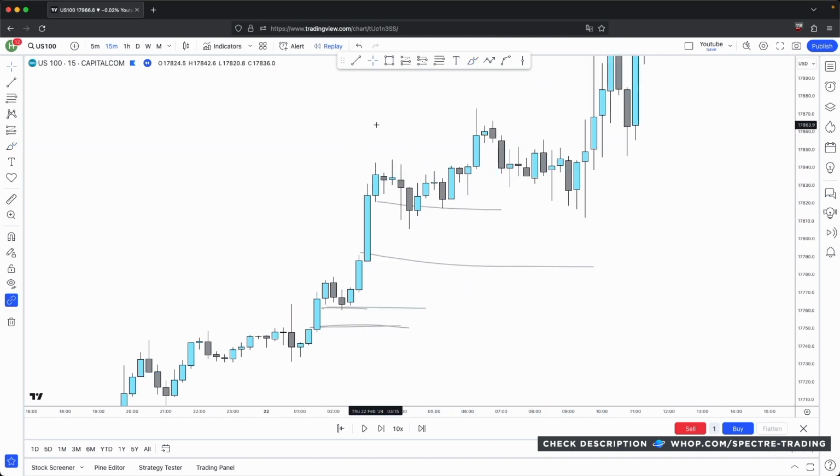So it's a very basic and easy understanding. If there are excess buyers, price is likely going to go higher. If there are excess sellers, price is likely going to go lower. It's as simple as that.